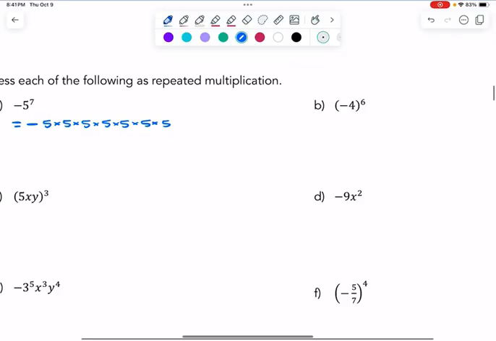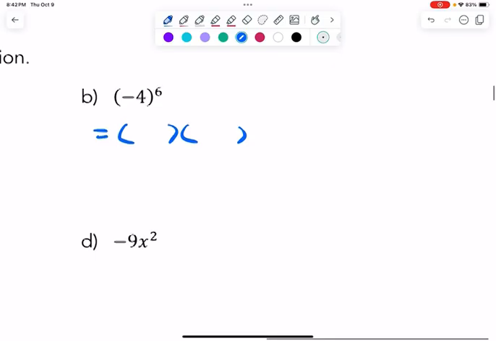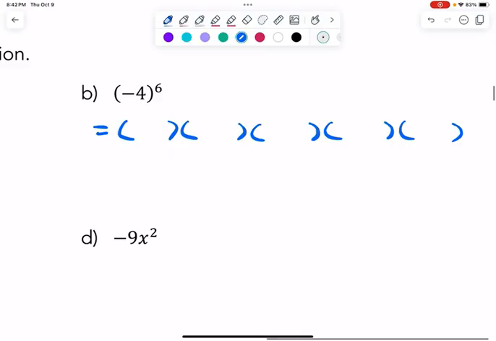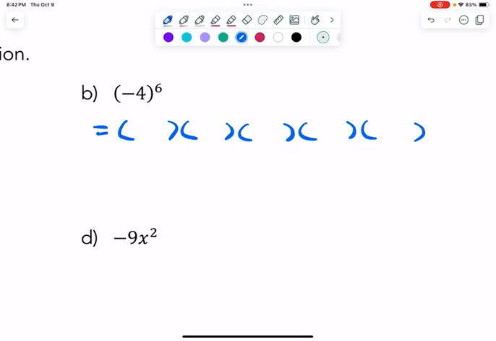This 6 applies to these brackets. So the answer here is going to have the brackets 1, 2, 3, 4, 5. Oh, that's me running out of room. Should really shrink these brackets. I'll make room. It'll be fine. And 6. So that's 1, 2, 3, 4, 5, 6 of those because of the exponent of 6. And each one of them contains negative 4.